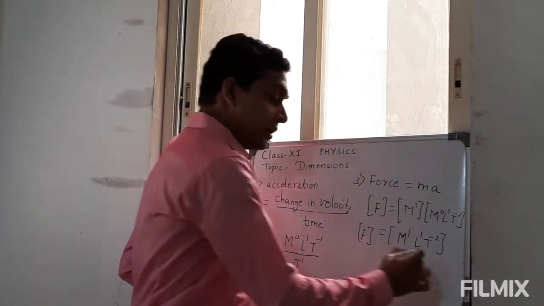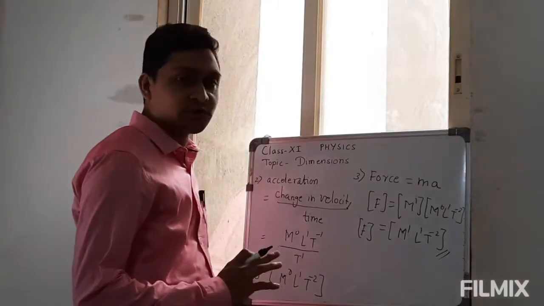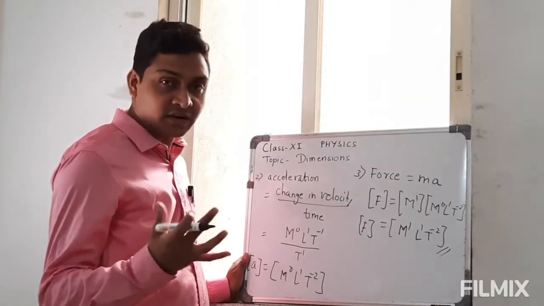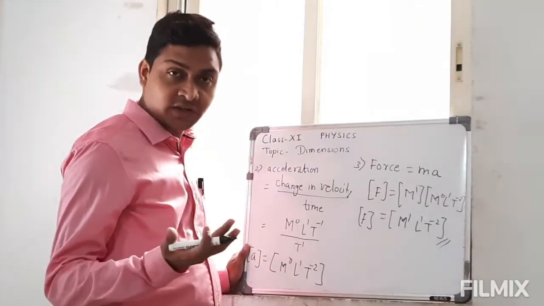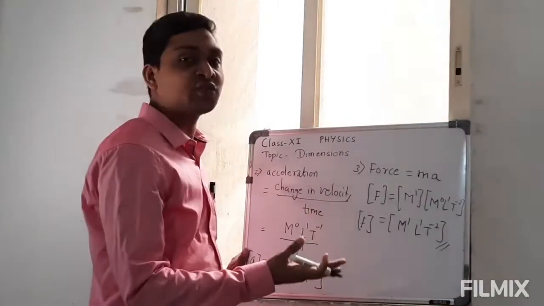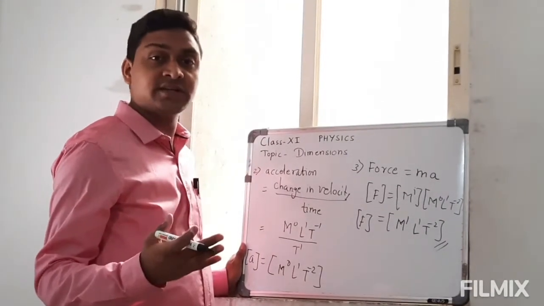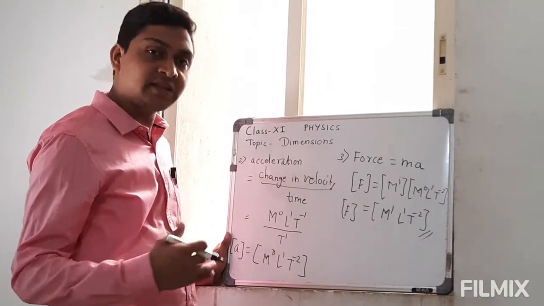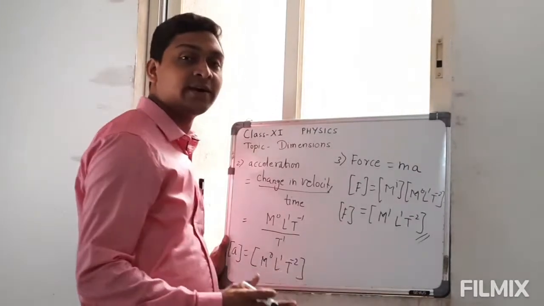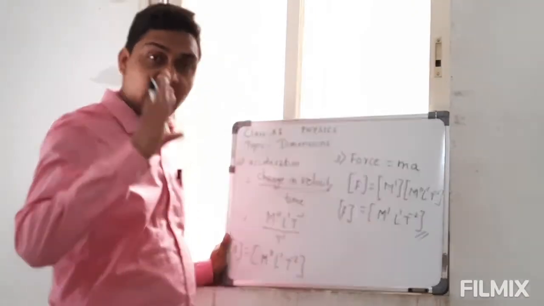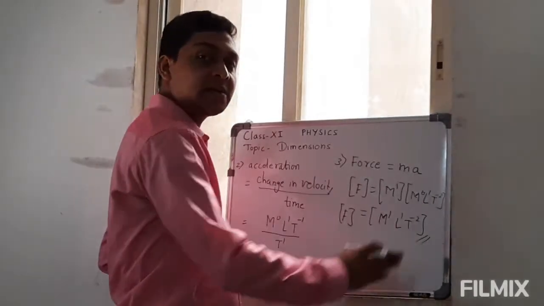Now you should always remember the dimensions of force, because in physics many times the force factor will come, and many other physical quantities depend on force. Suppose we want work done, so work done is equal to force into displacement. So we can easily find the dimensions of work by knowing the dimensions of force. Same way, pressure is force upon area. So many of these physical quantities depend on force. So if we know the dimensions of force, we can easily find dimensions of other physical quantities. So always remember, dimensions of force are M1, L1, T-2.